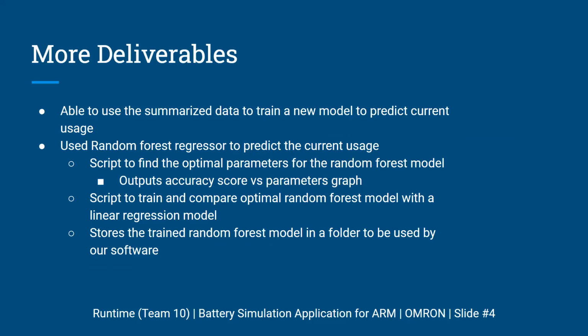So with the summarized data, we're able to train a new model and use that model to predict the current usage. The current implementation is we run the random forest regressor to predict the current usage. And we also have two scripts, one to find the optimal parameters and another one to retrain the random forest with those optimal parameters and compare it to the linear regression model to see the difference in the squared error. And it stores all this analysis, and the model is stored in a folder to be used by our backend.